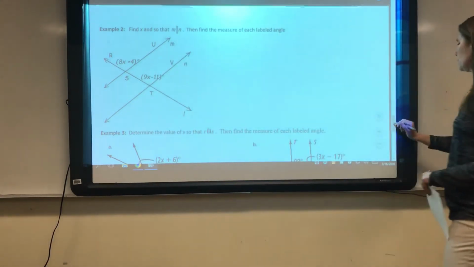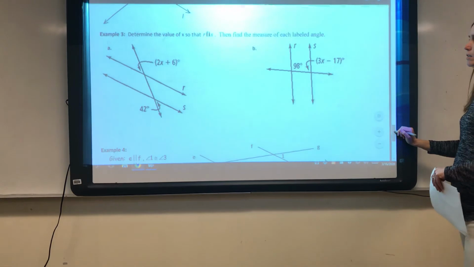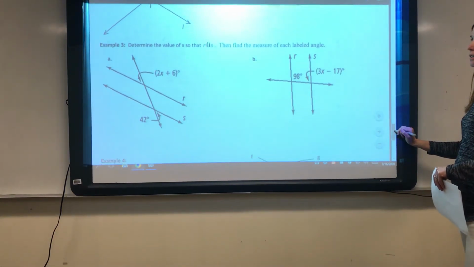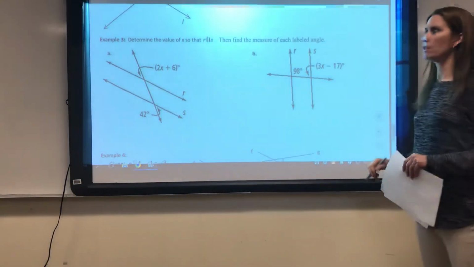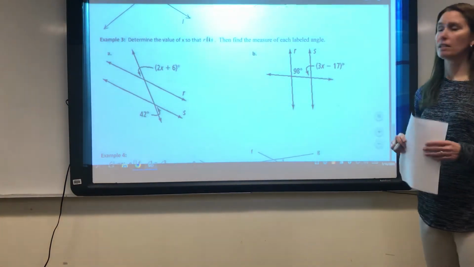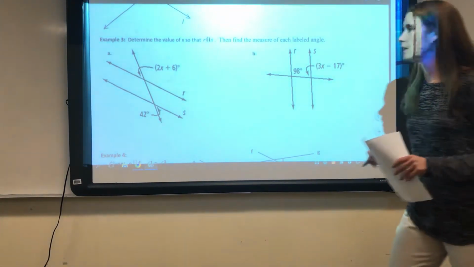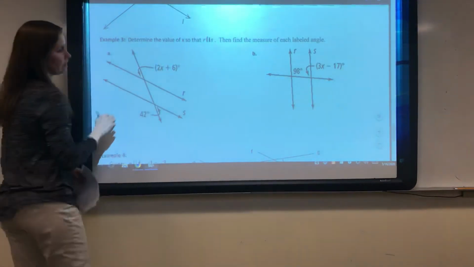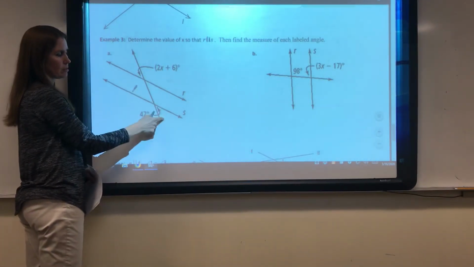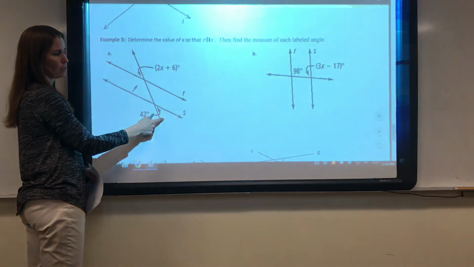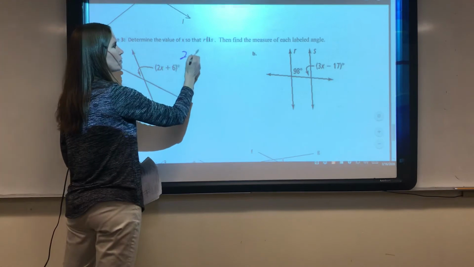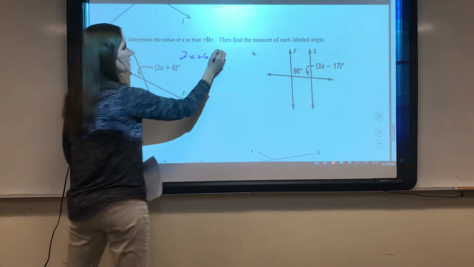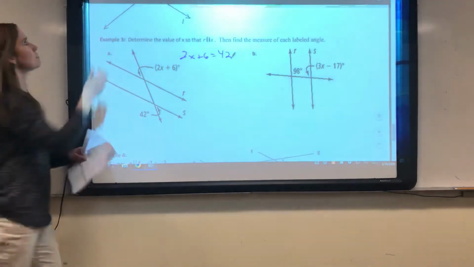Get that moved up here. Or actually, example 3, but it has 2 in there. So if we go ahead and look at that, then it says determine the values of x so that r is parallel to s, then find the measure of each labeled angle. So again, we're going to look to see, all right, what kind of angles are these two angles? They are alternate exterior angles, so they must be congruent if the lines are parallel. So we can set those equal to each other. 2x plus 6 is equal to 42. And we can go ahead and solve from there.